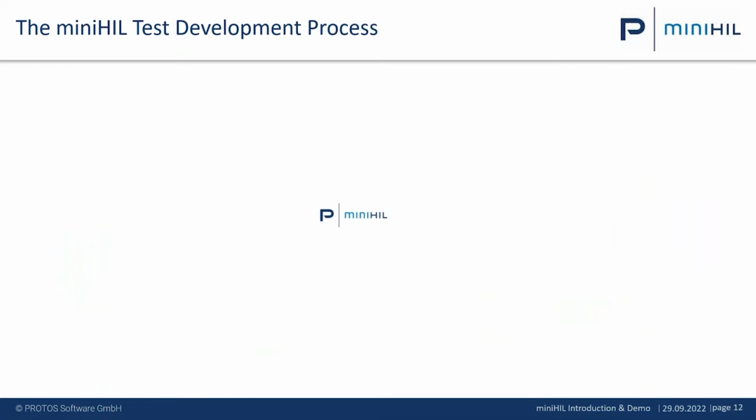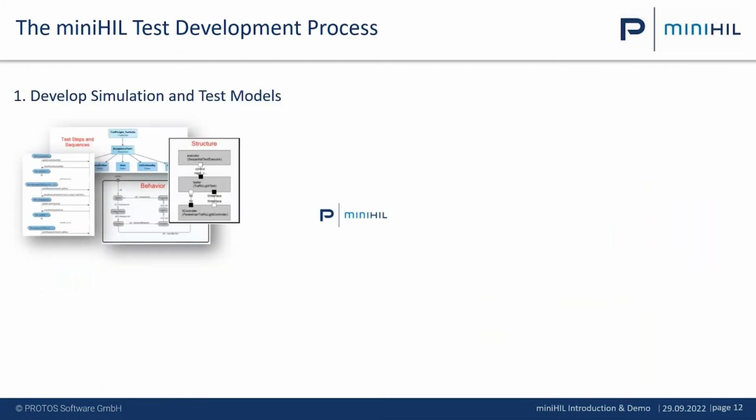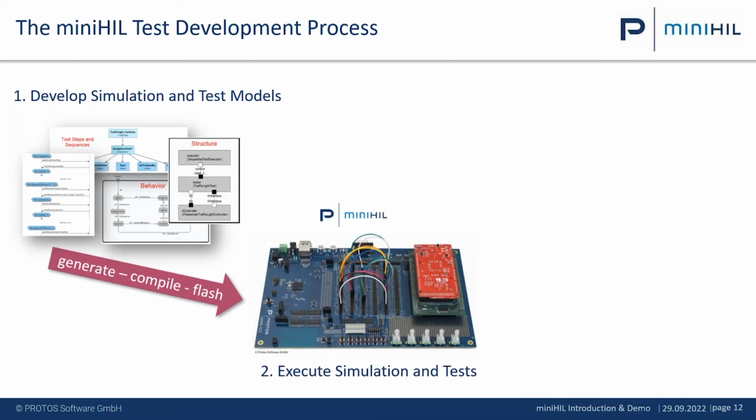What does the development process look like? We develop first the simulation and the test models. So it's all model-driven development. You can easily integrate also models you already have. For example, a Simulink model can generate the code, which you integrate into the simulation model or the test model here. Then we generate the code. It's C code we generate. We compile this, we flash it to the miniHIL board.